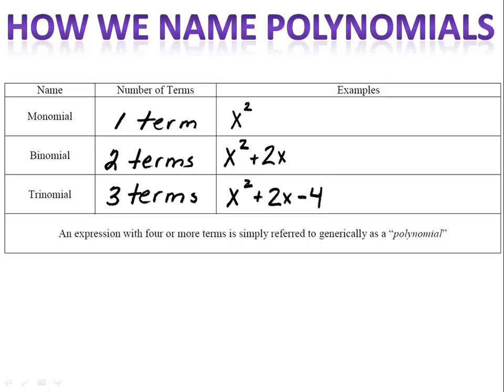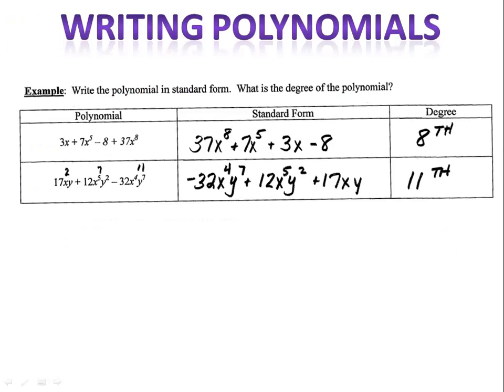Notice that binomial starts with bi, which means two. It's like a bicycle. 2 wheels, binomial, 2 terms. Also, trinomial starts with tri. Tri means 3. Tricycle, 3 wheels. Trinomial, 3 terms. When we write polynomials, this is an interesting little fact, there is a standard form we follow.